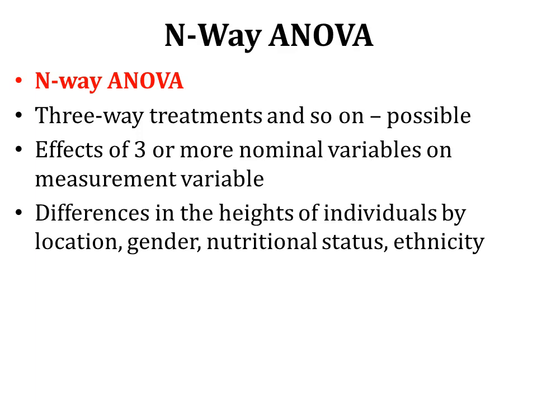For example, if you want to compare the heights of individuals, right? We can simultaneously see the differences in the height of individuals by their location, by their gender, by their nutritional status, and by their ethnicity, all at the same time in a single test with a single level of significance, 0.05. Right? So this is n-way ANOVA. This could be 3-way ANOVA, this could be 4-way ANOVA, and so on, depending on the number of nominal variables that we are going to check.